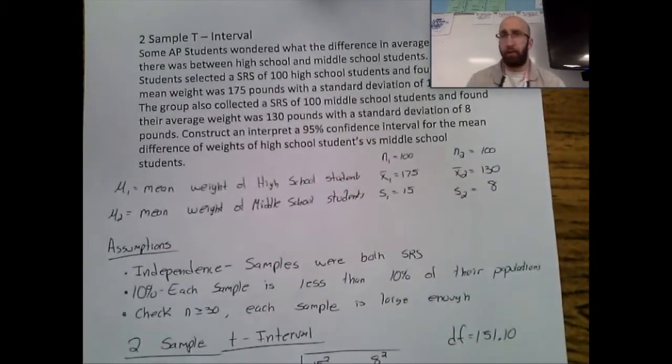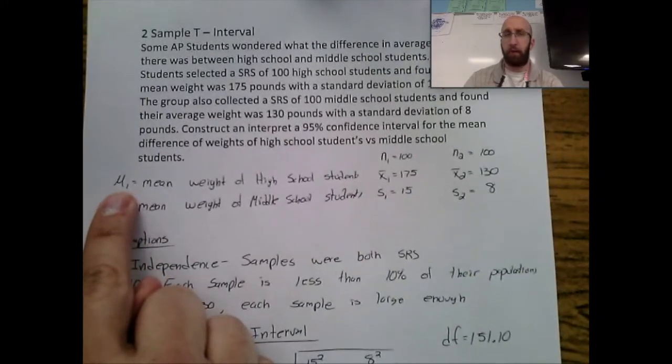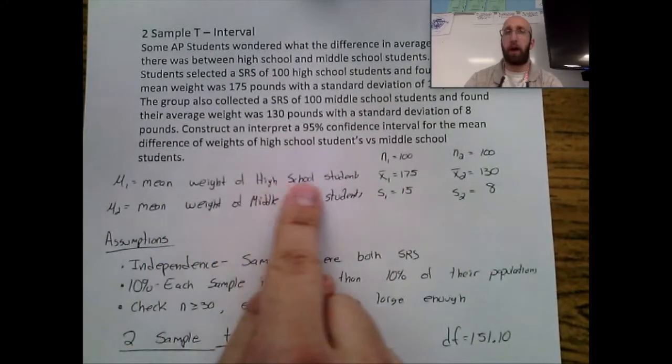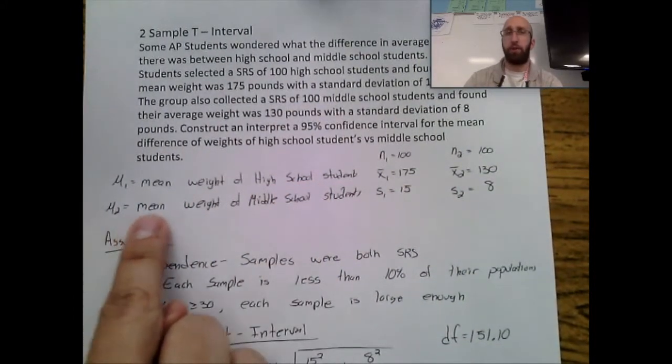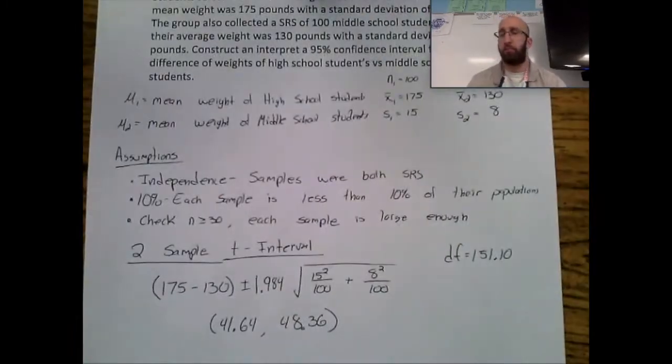Because I'm doing a confidence interval, I then worked myself through PANIC, P-A-N-I-C. So start with the parameters. I have two population parameters. Mu1 is the mean weight of high school students, and Mu2 is the mean weight of middle school students. So the mean weight of high school students, the mean weight of middle school students. So Mu1 and Mu2.